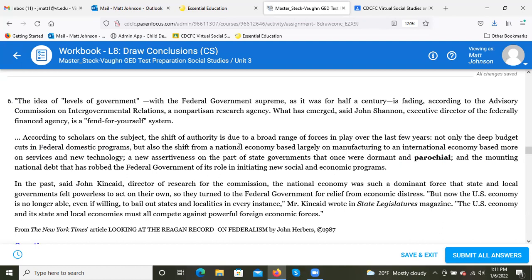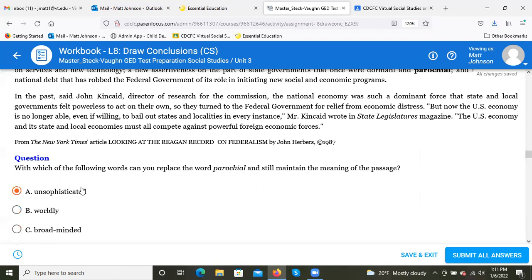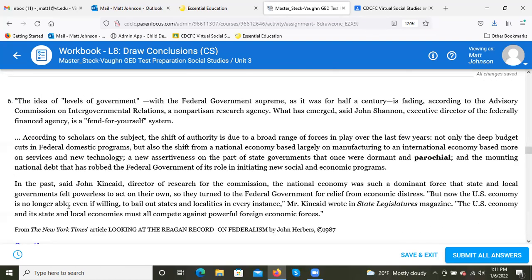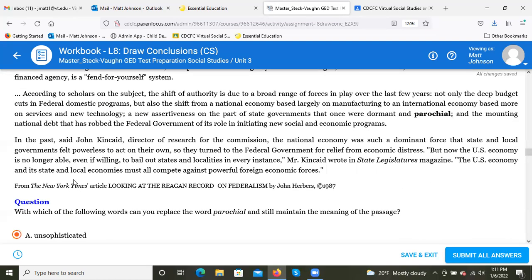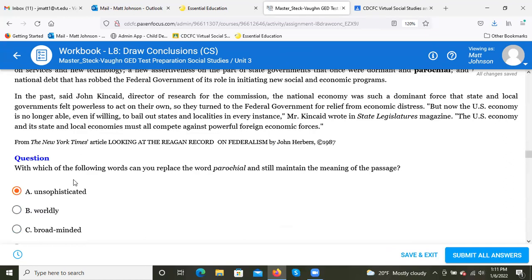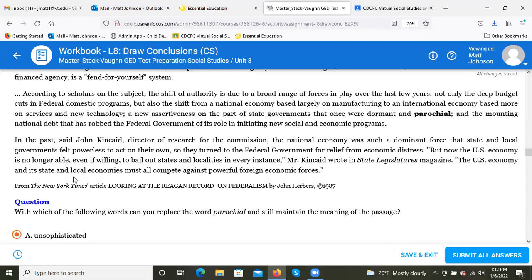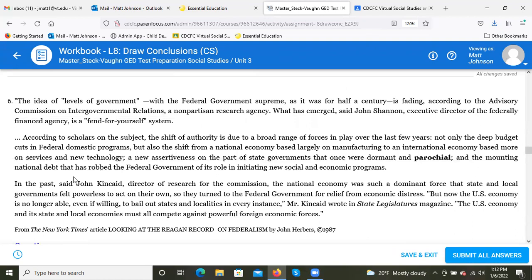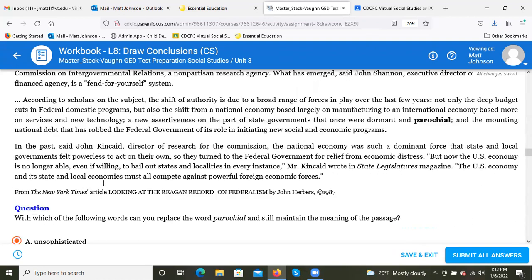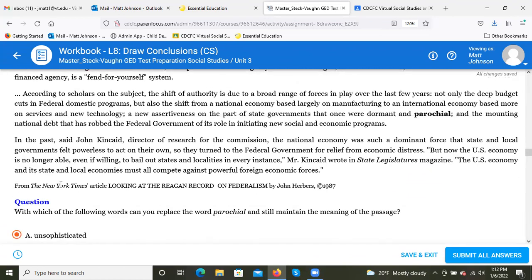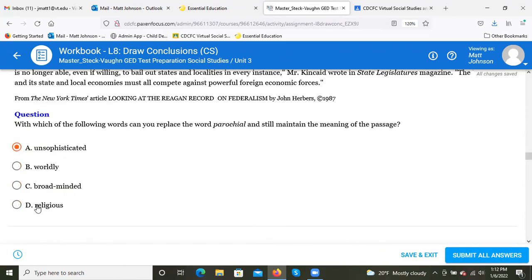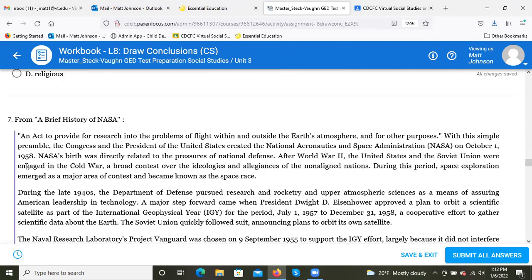So it's saying that these state governments were less sophisticated, right? That they didn't have quite the level of institutions to take care of this. So once dormant and unsophisticated would be another way you could look at that. The mounting national debt had robbed the federal government of its role in initiating new economic and social programs. So yeah, A for 6 there, unsophisticated.